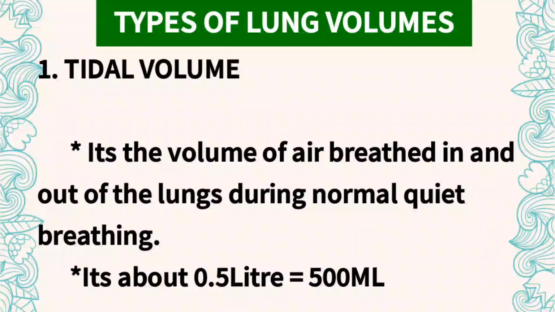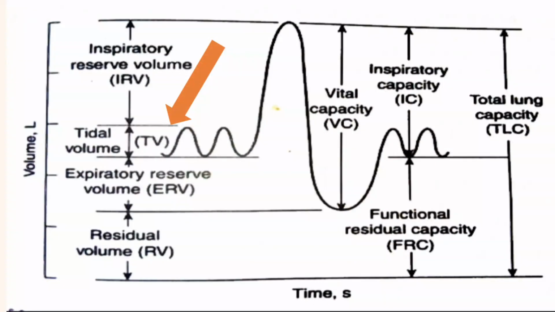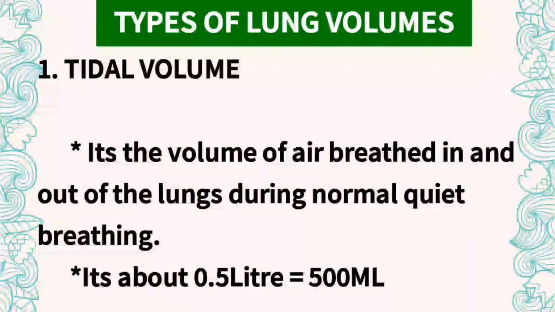The tidal volume is the volume of air breathed in and out of the lungs during normal quiet breathing. This is a picture of the lung volumes and capacities, and the yellow arrow is pointing towards the tidal volume. It is the normal volume of air that can be breathed during normal quiet breathing, not forcefully. You are breathing in, breathing out normally. That's the tidal volume, and the value for that is about 0.5 liter, which is equal to 500 milliliters.